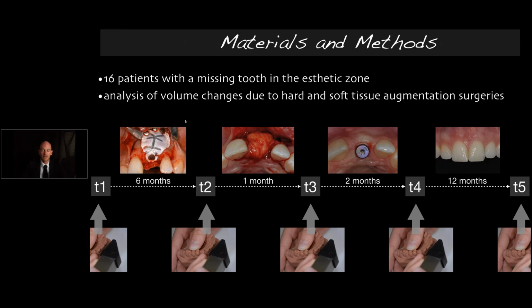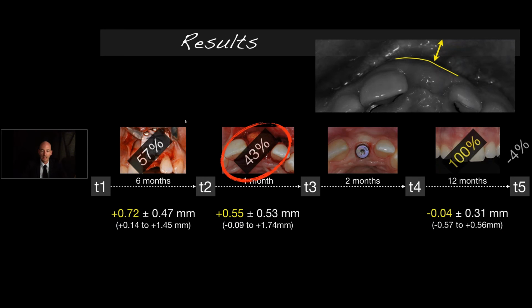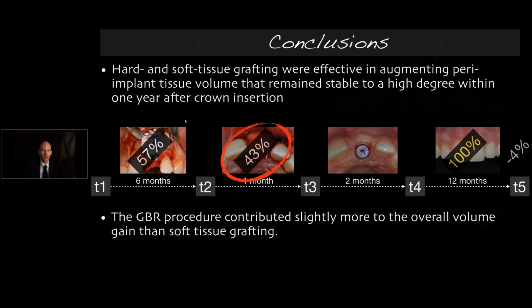It's very interesting that they found, based on the volume analysis and considering that when the final crown was inserted this was considered as 100% of the volume, the GBR contributed about 60% of the volume, and very interestingly, about 40% were regenerated by soft tissue grafting. So it was concluded that hard and soft tissue grafting were effective in augmenting peri-implant tissue volume, and it more or less remained stable within 1 year of loading. And we have seen that the GBR procedure contributed slightly more than the soft tissue grafting procedure.